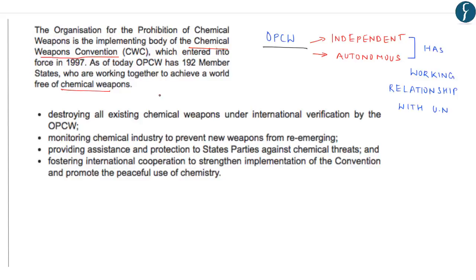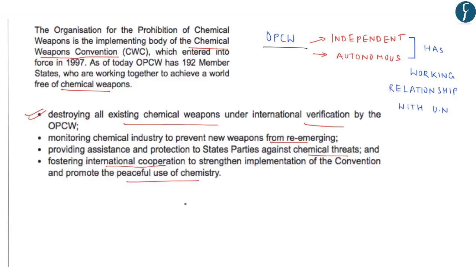Now, the key provisions of this convention are destroying all existing chemical weapons under international verification by the OPCW, monitoring the chemical industry to prevent new weapons from re-emerging, providing assistance and protection to state parties against chemical threats, and fostering international cooperation to strengthen implementation of the convention and promote peaceful use of chemistry.